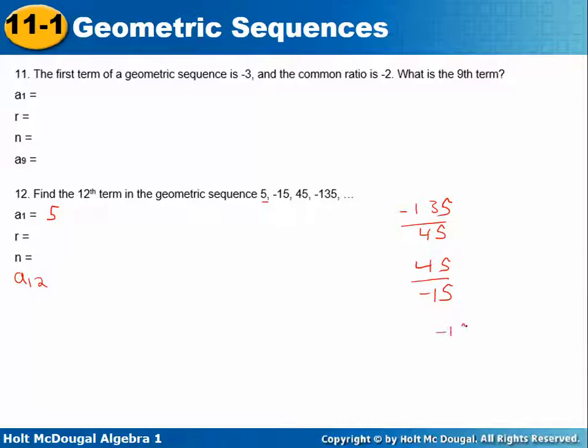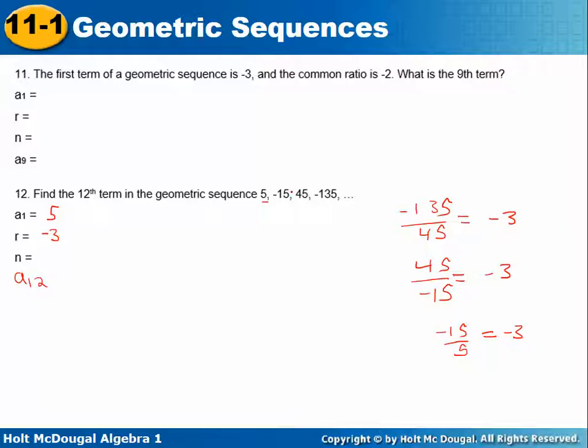And this would be negative 15 divided by 5. So negative 135 divided by 45, I'm doing it on my handheld calculator, that is negative 3. This one I know in my head, 45 divided by negative 15 is also negative 3, and this one we all know is also negative 3. So r is negative 3.